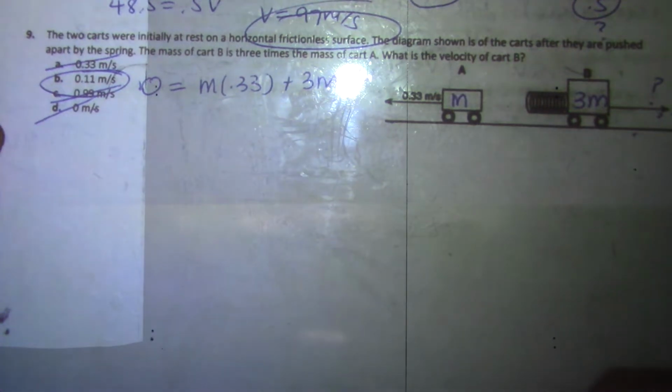Now to actually do it, right? So you're saying this is starting at 0, and then you've got m times 0.33 plus 3m times the velocity I'm looking for. If you subtract over m times 0.33 to get 3mv by itself, you divide the 3m over, and you'll notice m's cancel out, you just get negative 0.11. I don't know why I put a negative before, that would be negative, my bad.